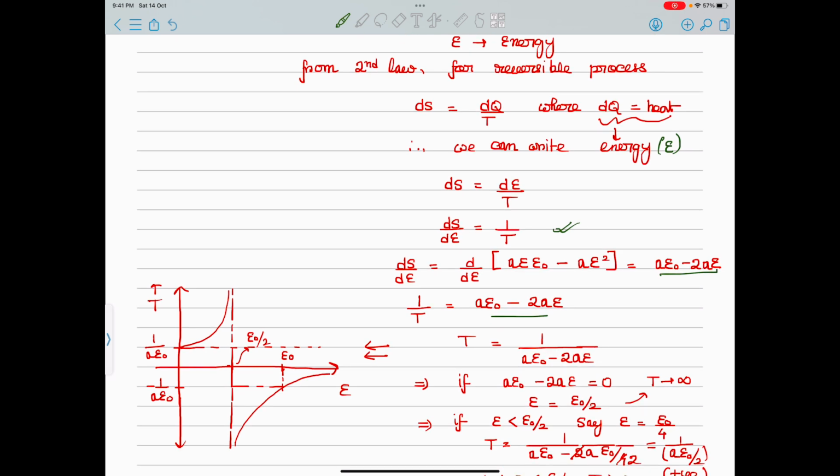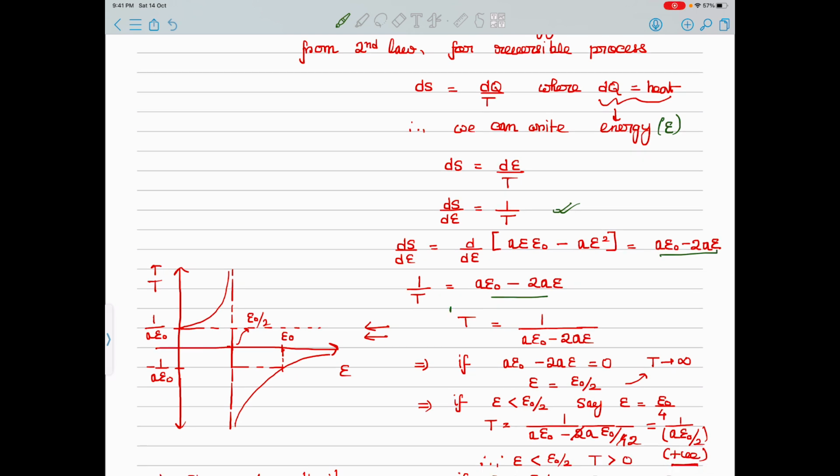Now let's see first what we can deduce from this function which we have found, which I have boxed. First, if this denominator is equal to 0, then of course T should tend to infinity. So A E naught minus 2 A E should be equal to 0. Then E comes out to be E naught by 2, because A cancels out. Therefore, E equal to E naught by 2 is the point where T is tending to infinity.